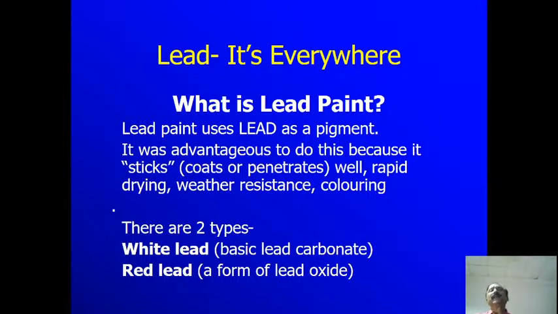Lead paint uses lead as a pigment. It was advantageous, as I said, because it improved the sticking quality of the paint. Also, the drying was rapid, it was weather resistant, and the coloring was good. It gave you good shine. There are two types of it: white lead, which was basic lead carbonate, and red lead, which was lead oxide.